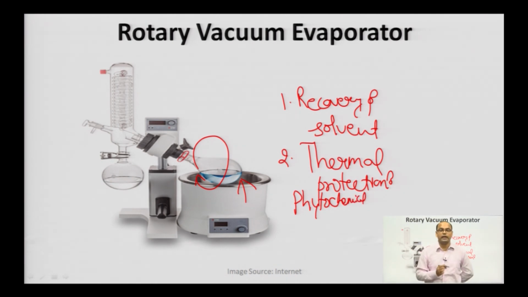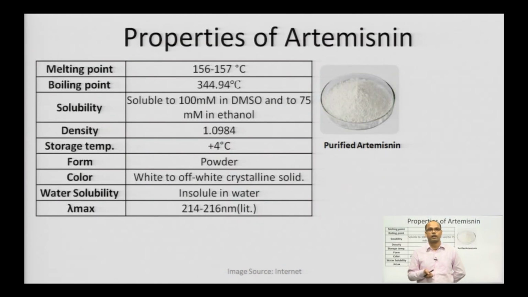So, what we have achieved here, we have saved our phytoconstituent from the high temperature. Also, we have recovered the solvent, and that solvent we can utilize again and again for our further isolation procedures. So, this rotary vacuum evaporator is a very important instrument. Rotation involved, vacuum involved, and evaporation involved. That is why it is named as rotary vacuum evaporator.